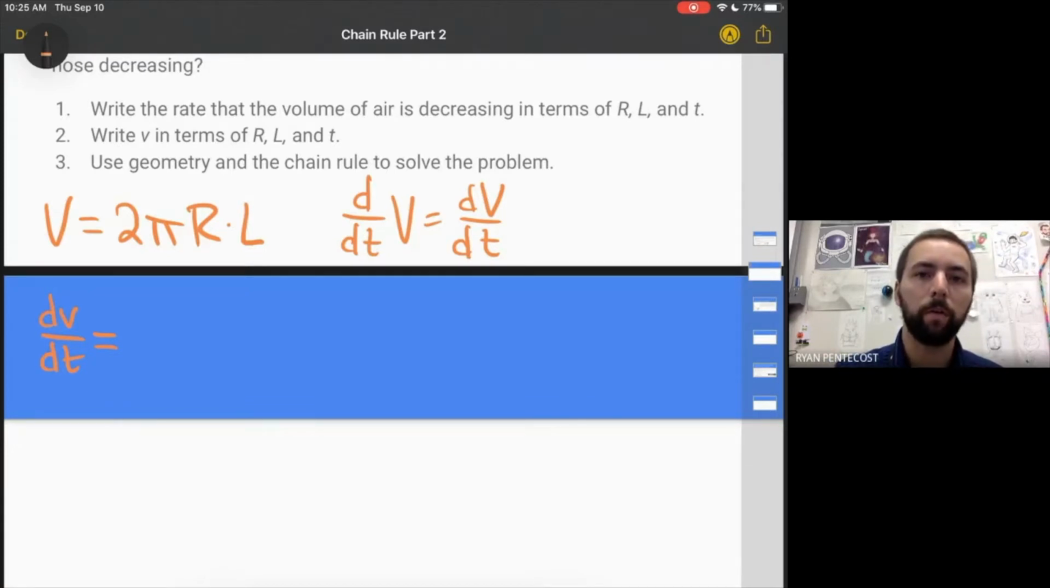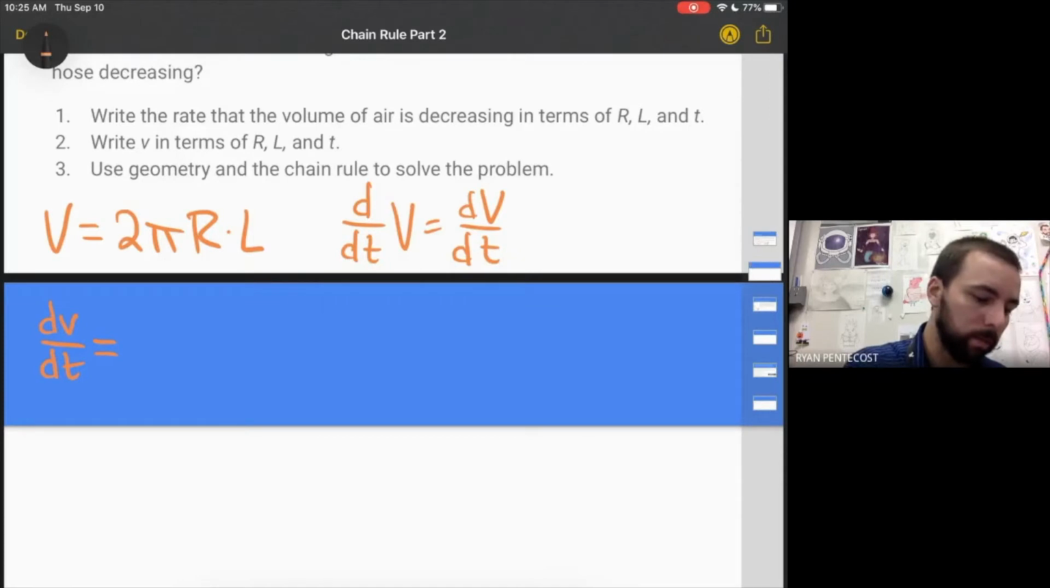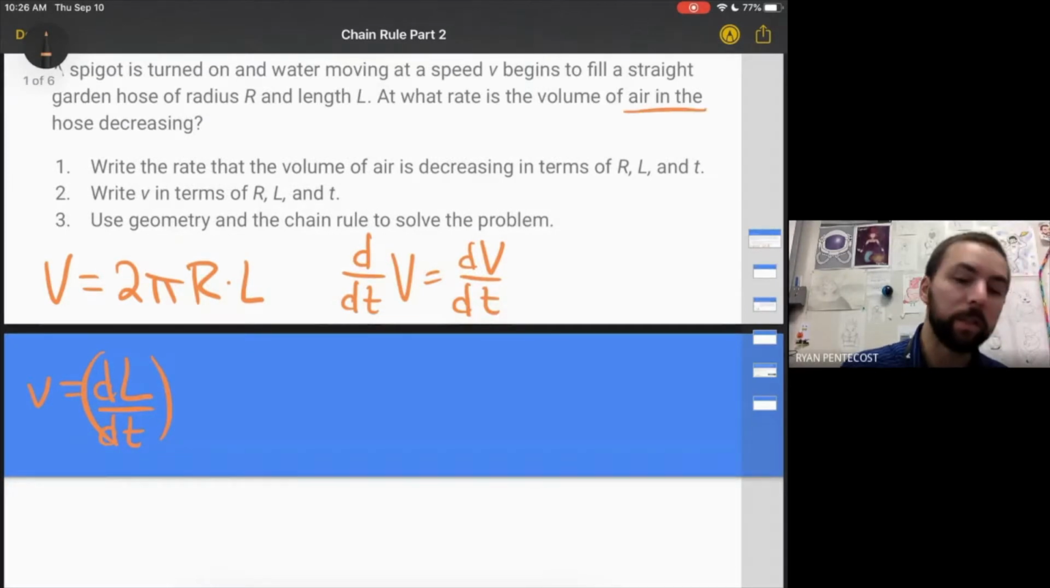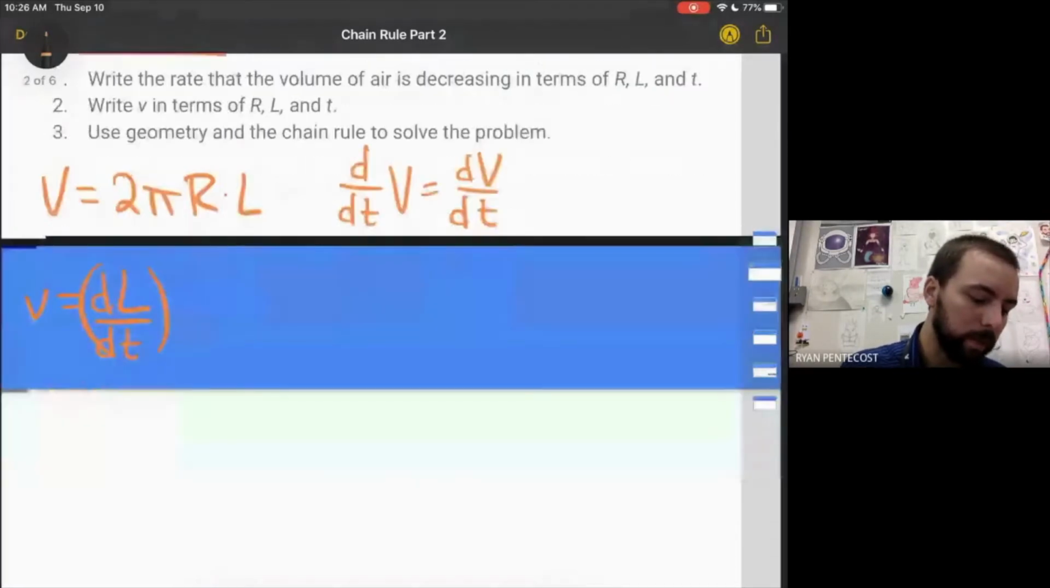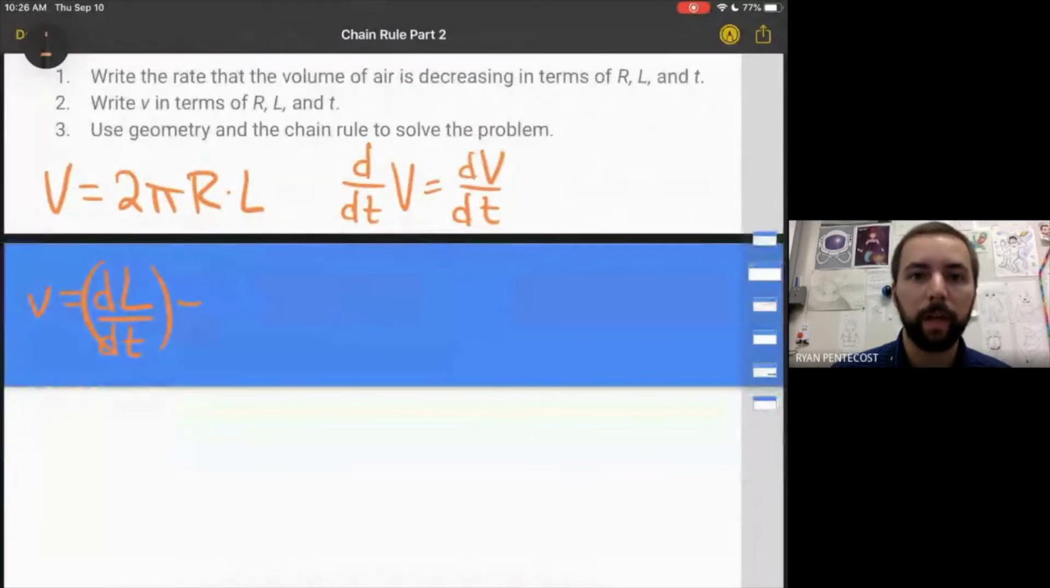So as the water moves down the hose, or as the air leaves the hose, that is a change in length over time. So we could say that that's not dV dt, that is velocity. So velocity is the change in length over time. Now we do need to remember that we are looking at the rate that air in the hose is decreasing. So in this case, velocity is going to be negative because we're looking at air in the hose decreasing, not water in the hose increasing, right?